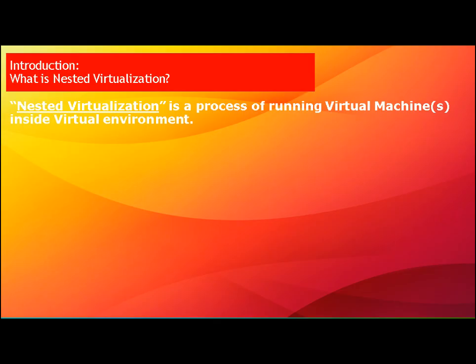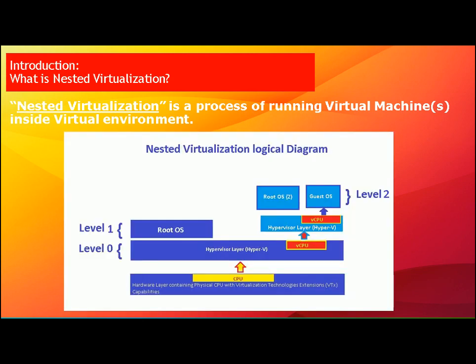That means I will be installing a virtual machine as a normal VM, and inside that VM I will be further installing one more hypervisor role, and through that hypervisor role I will be installing a further virtual machine through the virtual environment of Hyper-V. So that is called nested virtualization. What does that exactly mean?